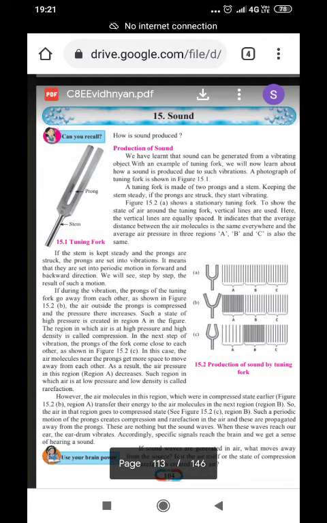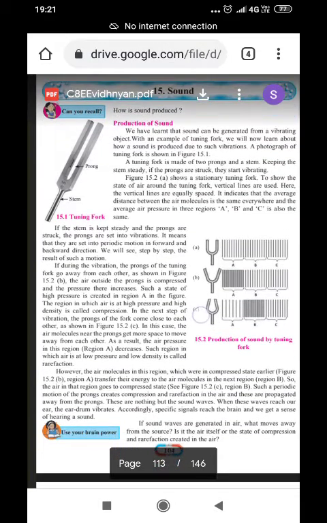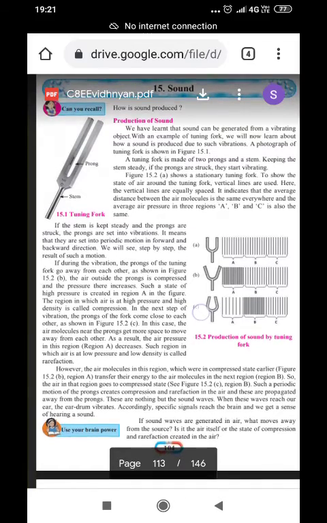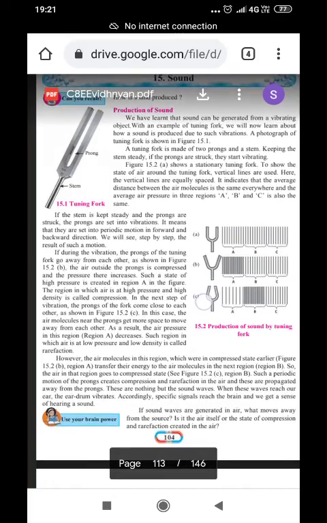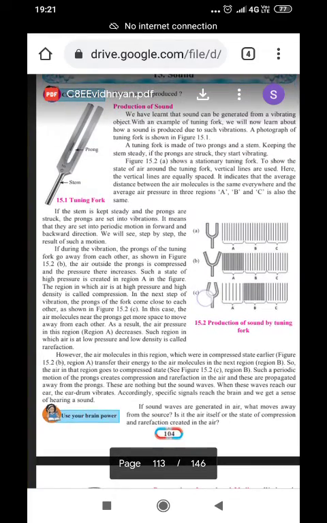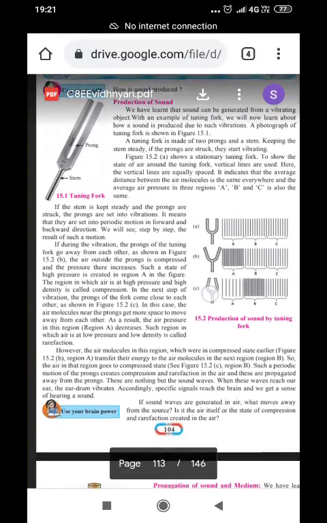Now, how is sound produced? Definitely because of the vibration of the waves. Now, production of sound. How actually is sound produced? We have learned that sound can be generated from a vibrating object. With the example of a tuning fork, we will now learn how sound is produced due to such vibrations.